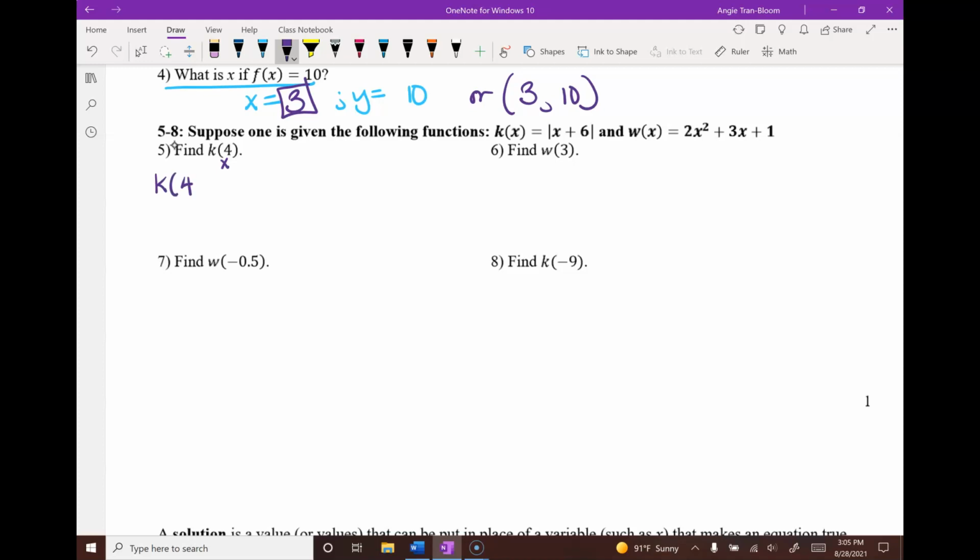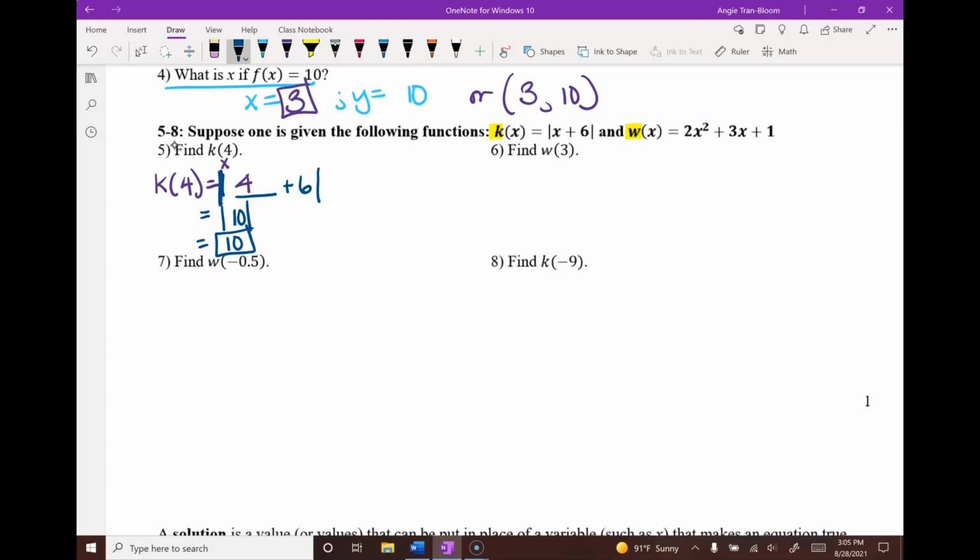So k of 4 is, well, we have 2 functions. One is called k and one is called w. Obviously, we are going to use the k function since we're looking for k of 4. Well, the k function is an absolute value, and there's a blank plus 6, so that's what the x is, right? So that's where we're going to plug in your x value. Your x value in this problem happens to be 4. So 4 plus 6 is 10. Absolute value of 10 is still going to be 10. So final answer is 10.